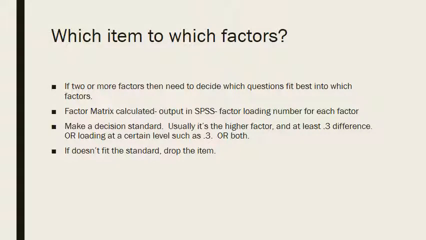All right. Then you have to make a decision standard. Usually you pick the closest one, which is the highest factor score, and then at least maybe a 0.3 difference, or loading at a certain level, such as 0.3, maybe both. When we look at it, it might make more sense. For my labs and exams, I will tell you what the rule is. If an item doesn't fit that standard, then you kick it out of the study. It's not going to stay in your scale, and you're going to kick it on out.